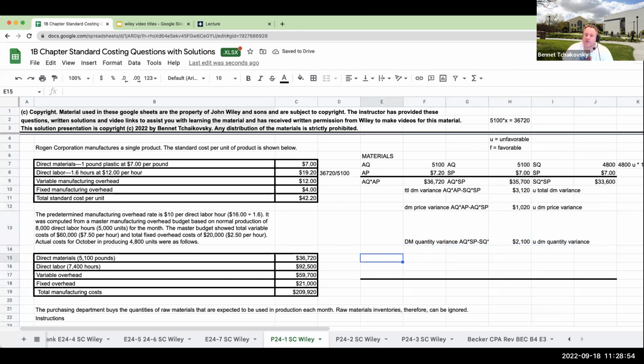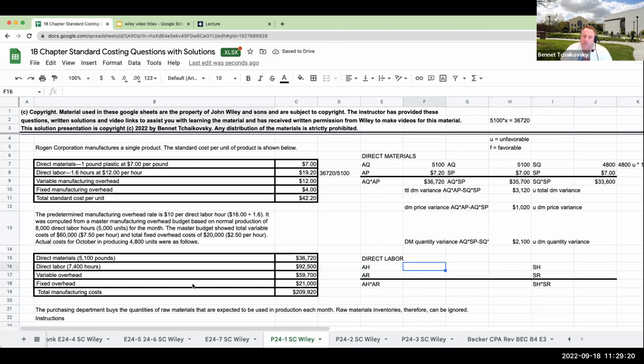Okay, let's go ahead now and look at direct labor. And we'll call this the demon master or direct materials. Okay, for my direct labor, I'm going to have my actual hours times my actual rate, which is what I actually spent. I'm going to compare that to my standard hours times my standard rate, or what I should have spent.